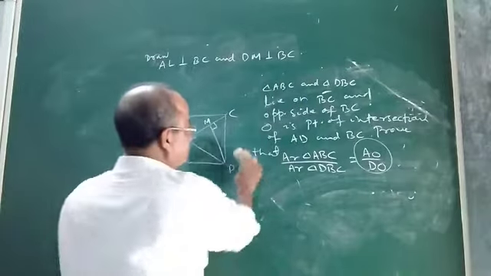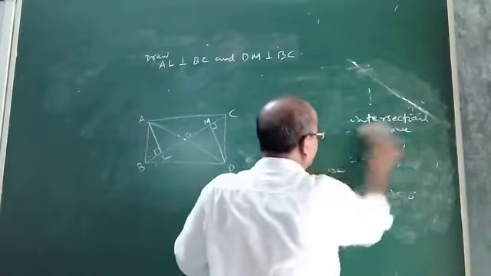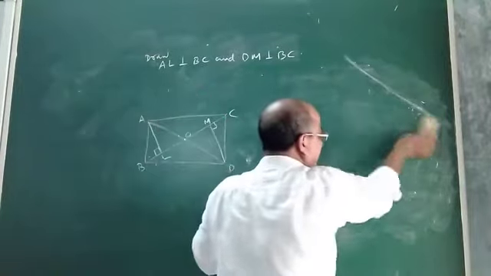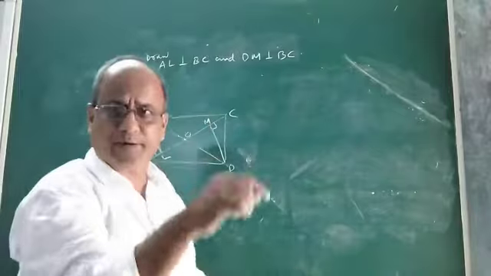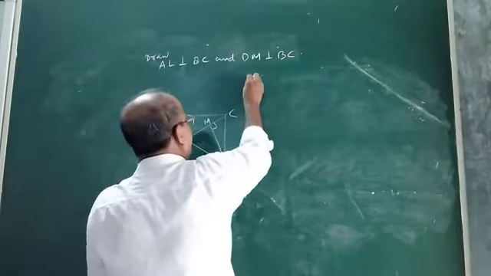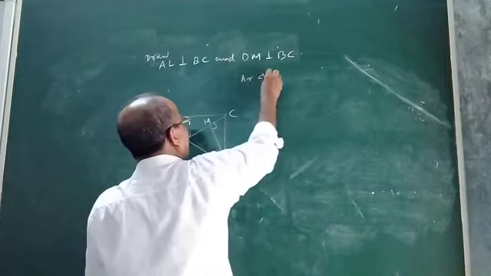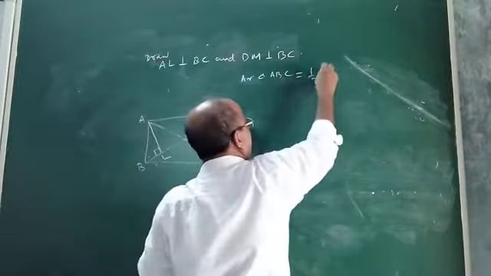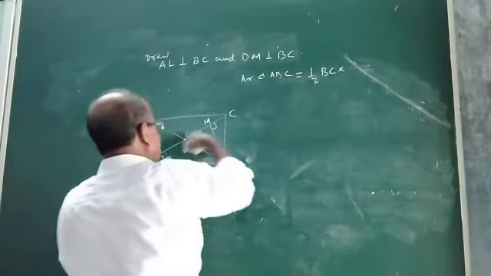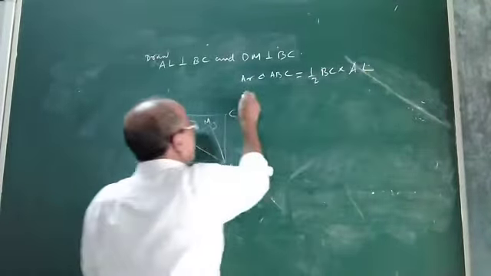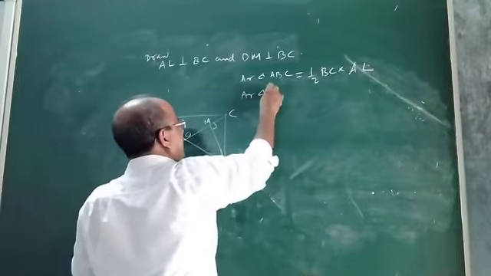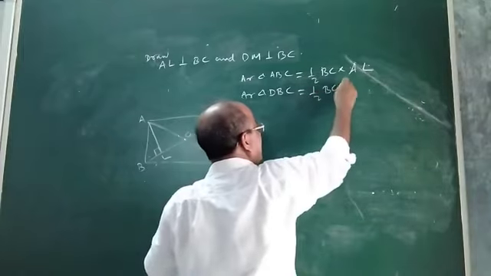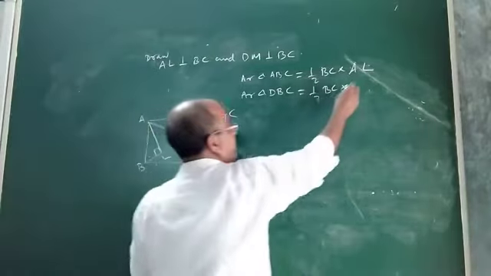Okay. Now if they are drawn perpendicular to the same base BC, then as I just told you now, area of a triangle is calculated by the formula, what? Half into base into height. So first you find area of triangle ABC. So which is the base? BC. So it is half into BC into which is the altitude, AL. Okay. Similarly, next you find area of triangle DBC. As it stands on the same base BC, so it is half BC into what is the altitude, DM.